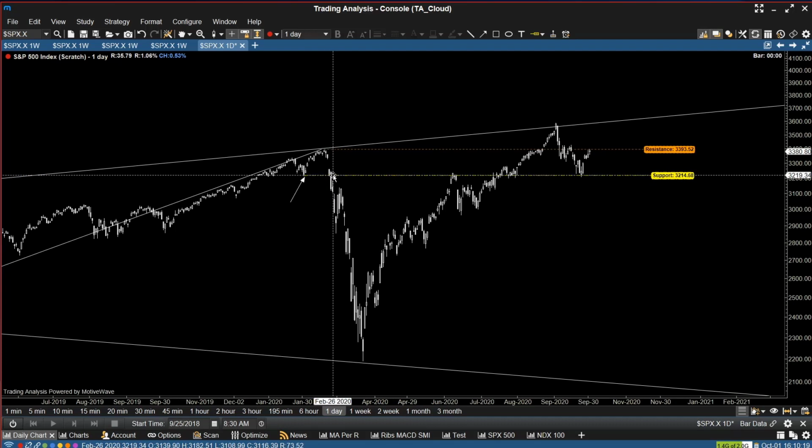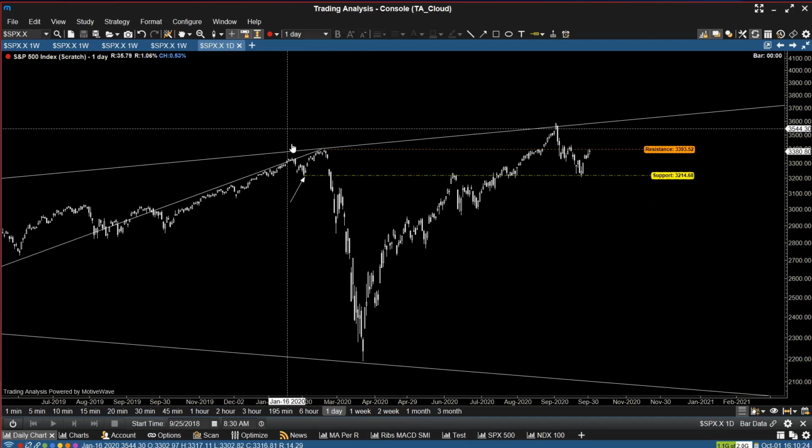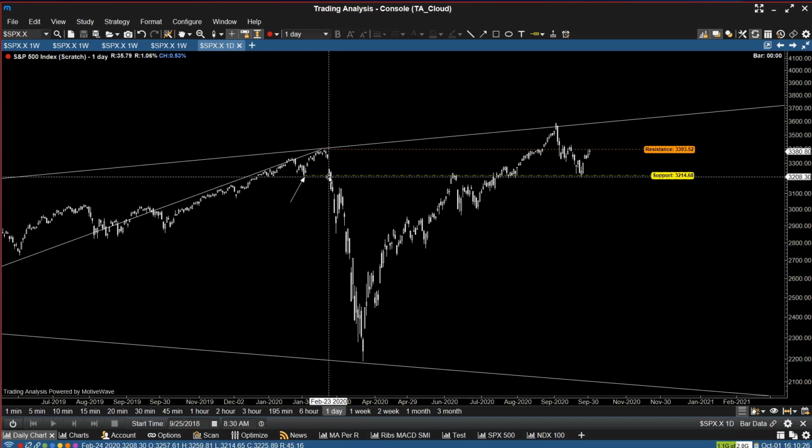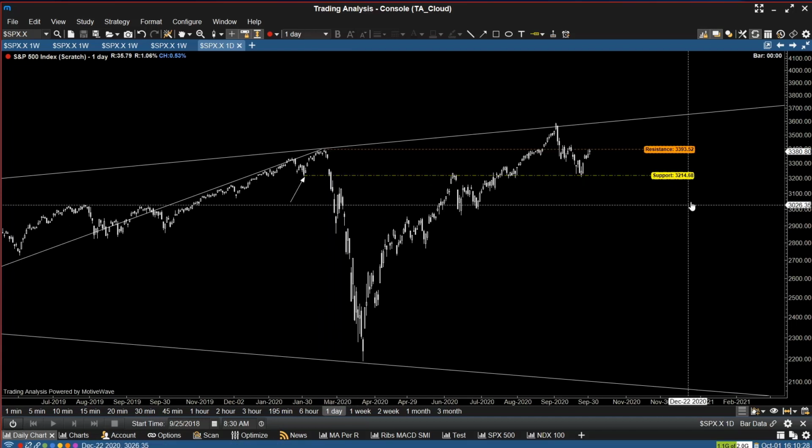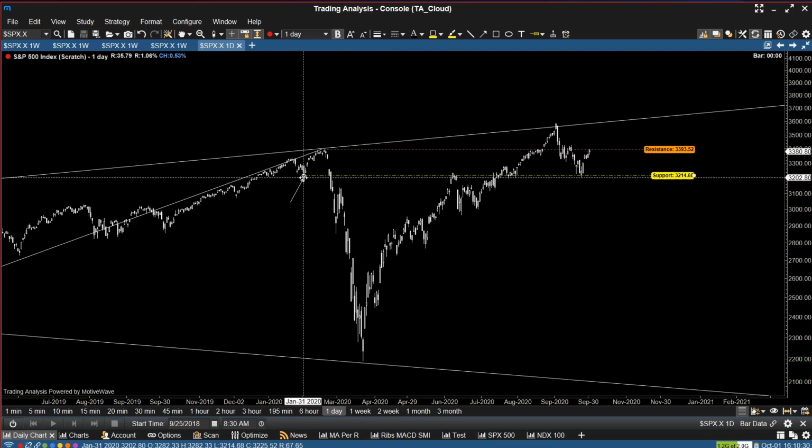We then came back down. You'll notice we tried to hold here on the daily chart. These are daily candles. So we tried to hold for one session. We failed it, and we broke right through what was 32.14 previous support.